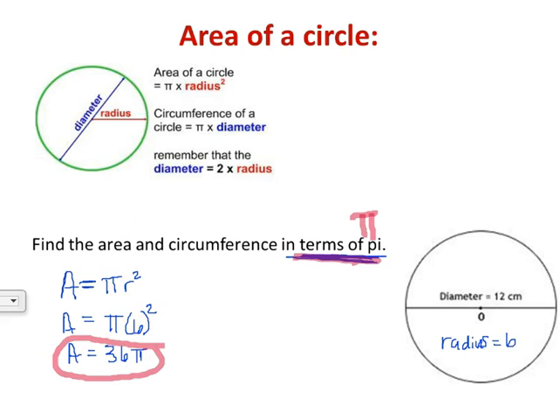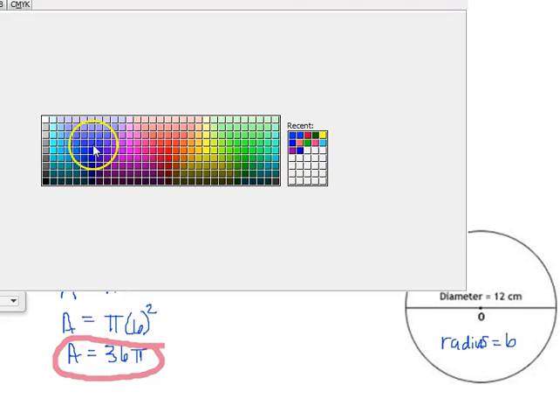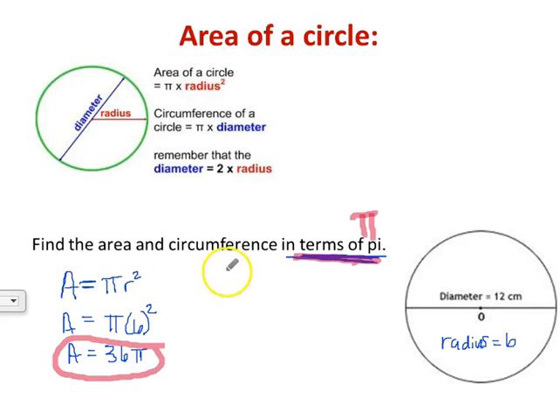To find the circumference, the circumference equals pi times diameter. We're going to solve in terms of pi, so we're going to leave pi in our answer. The diameter is 12. 12 times pi, we'd be done. We leave pi in the answer. That's what it means when we say solve in terms of pi. You leave the symbol for pi in your answer.